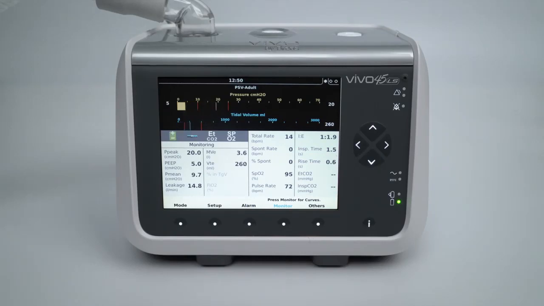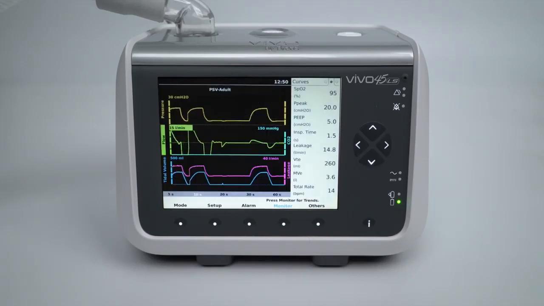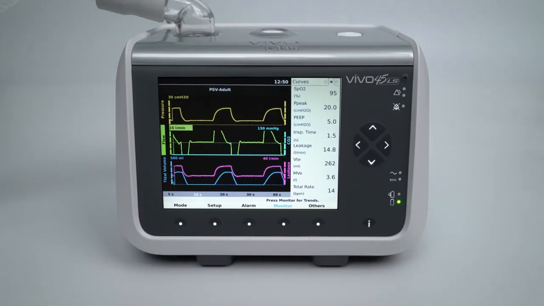When the user presses the monitor menu button a second time, they will be taken to the curves page where pressure, flow, volume, and leakage waveforms are displayed. If the user needs to change the scale of any of the graphs, use the up and down navigation buttons to highlight the scale they need to adjust, then use the left and right navigation buttons to change the scale setting.